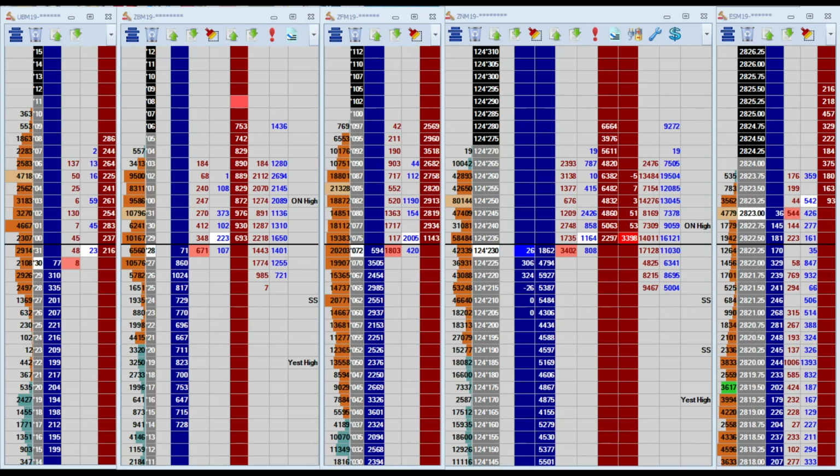So again, we're still early. It's only 9 minutes after cash open. This kind of volatility is pretty much expected at this time.